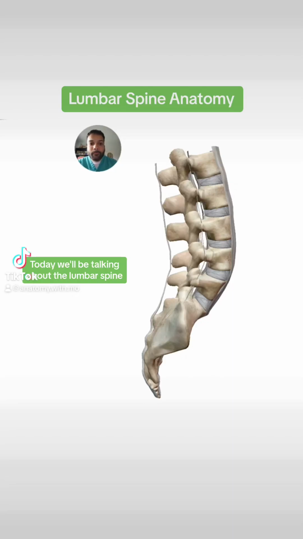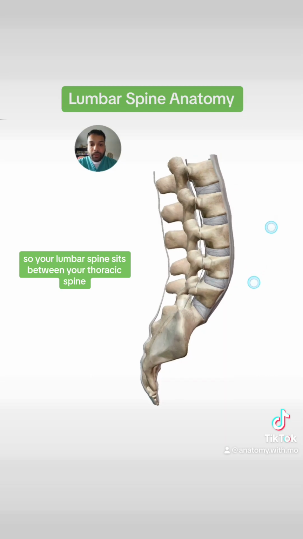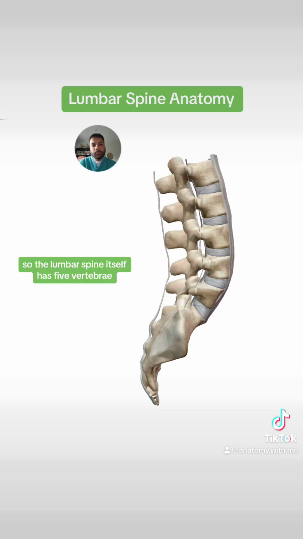Today we'll be talking about the lumbar spine. So your lumbar spine sits between your thoracic spine, which should be here, but it's been dissected on this specimen, and your sacrum. So the lumbar spine itself has 5 vertebrae. This is your L1, L2, L3, L4, and L5.